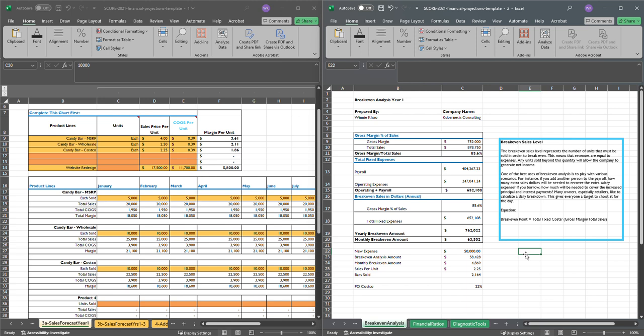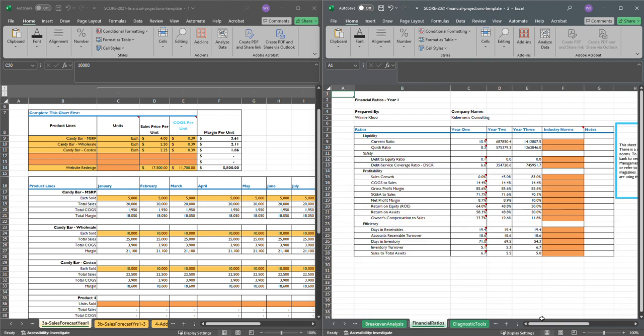The next few videos, I think, will cover financial ratios. There's a lot going on here, so I may have to break it up into 2 videos. We're nearing the end of this particular template. We're almost done with this template.